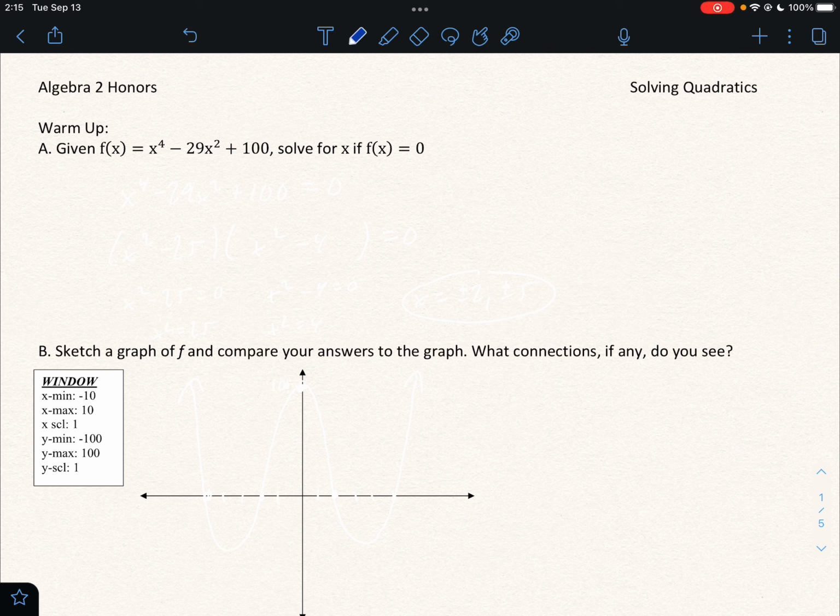At this point, I would encourage you to pause this video and try to factor that to the best of your ability. I will give you a hint that there are 4 correct answers. And then in B, I want you to try to sketch that using your calculator, or not a calculator, if you can do it by hand, that'd be even better. And just think about what connections we see between the graph and the answers we got on A. Pause the video now, try these problems, come back and check when you are ready.